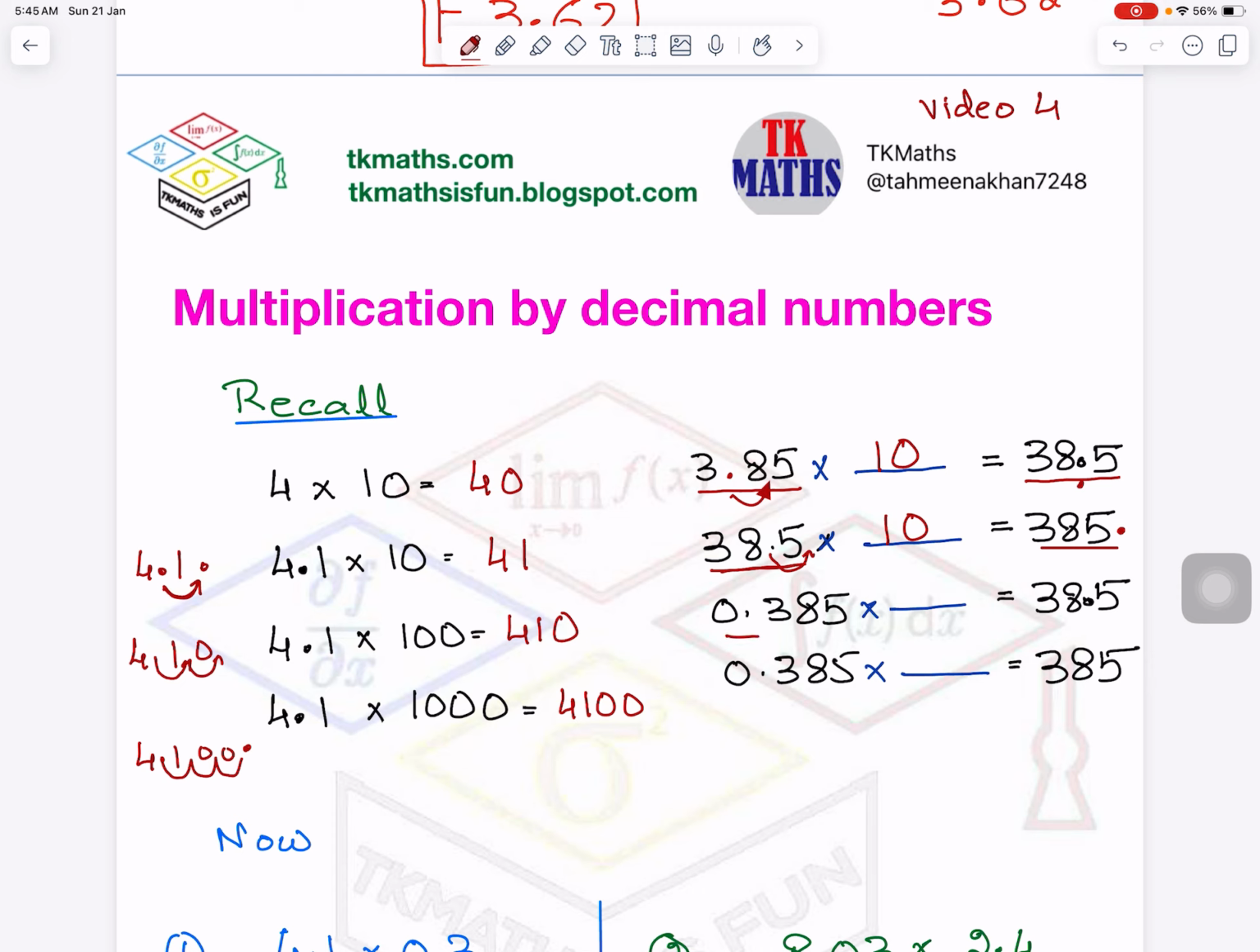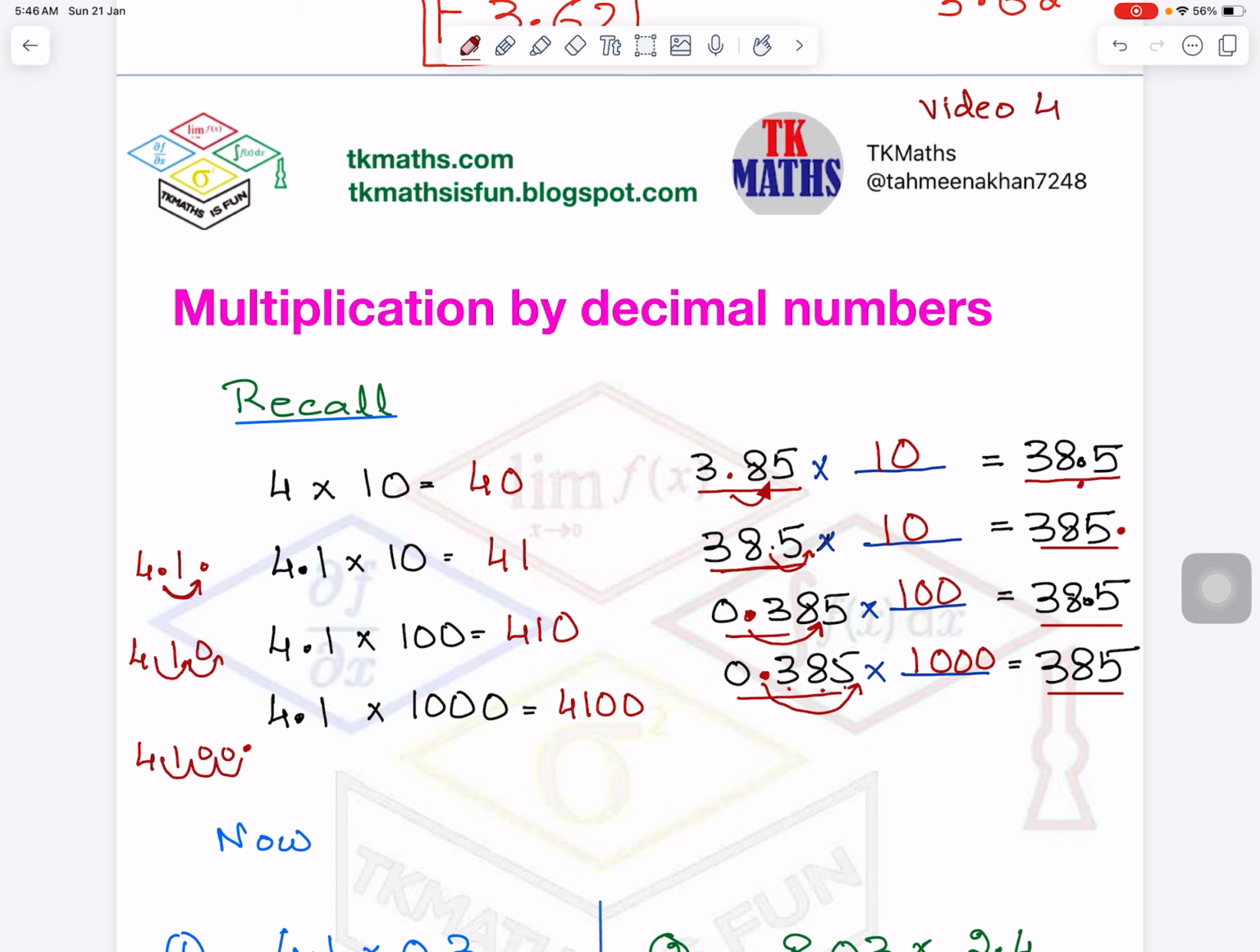In the third case, it was 0.385, I'm repeating 0.385, but it has become 38.5. So what happened? This decimal has jumped 2 places to the right. It means you multiplied it by 100. And in this case, 0.385 became 385. What does it mean? This decimal has gone all the way from there to here, so 1, 2, 3. It means it was multiplied by 1000. So this was the recall of the concept which you have done earlier.